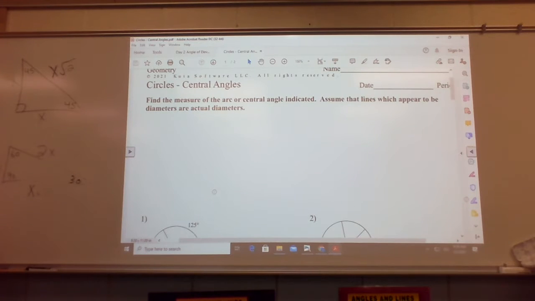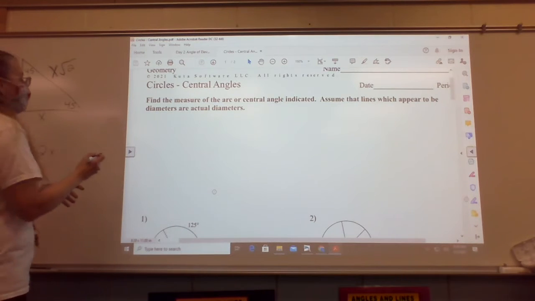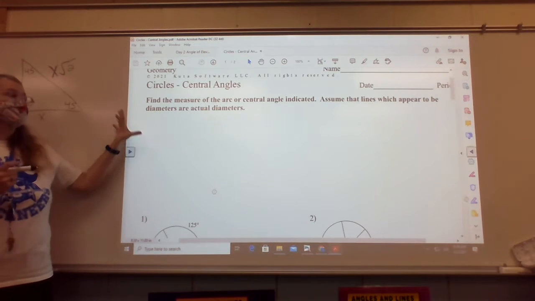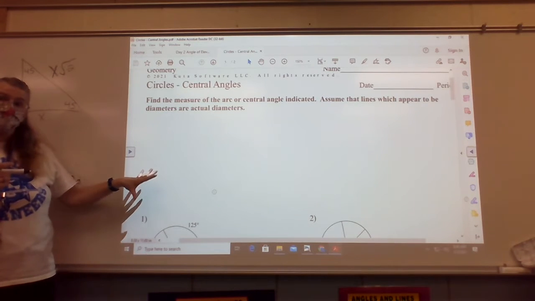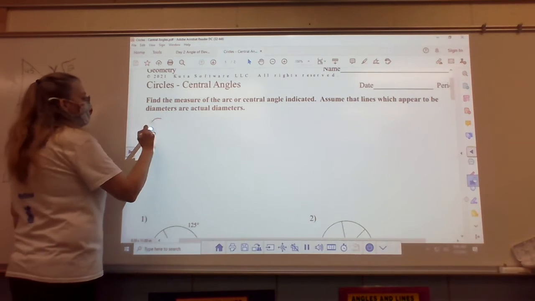Now, today, it's about as easy as they get. It really is. We're looking at central angles. So, as I've been doing here lately, the front part of this is notes, and then at some point I'll move into the ones you're responsible for. So, central angles.